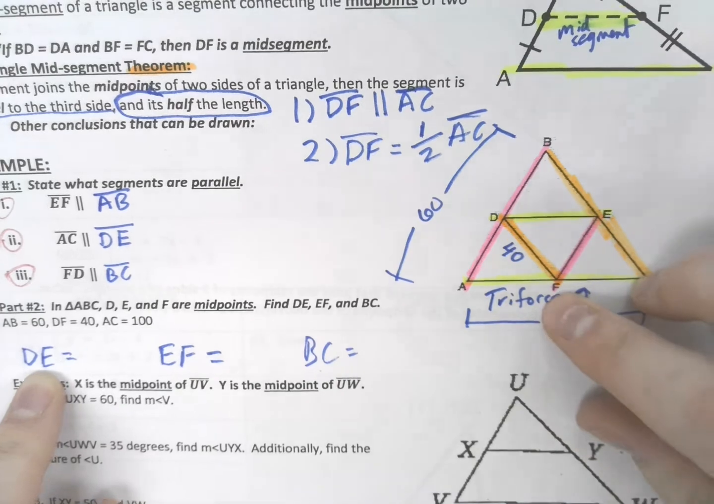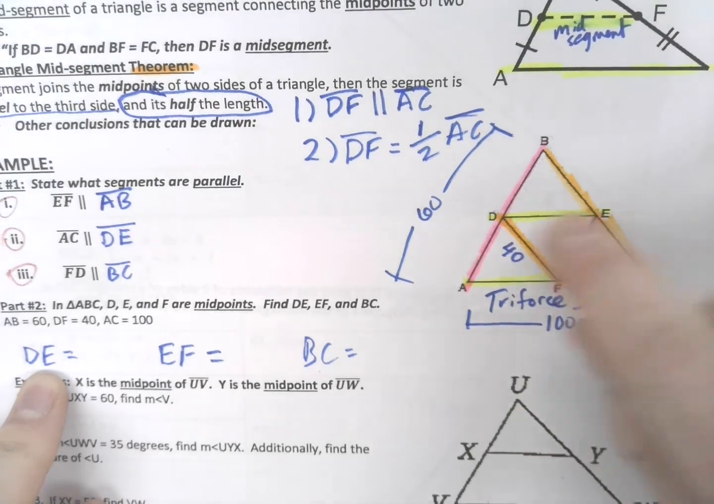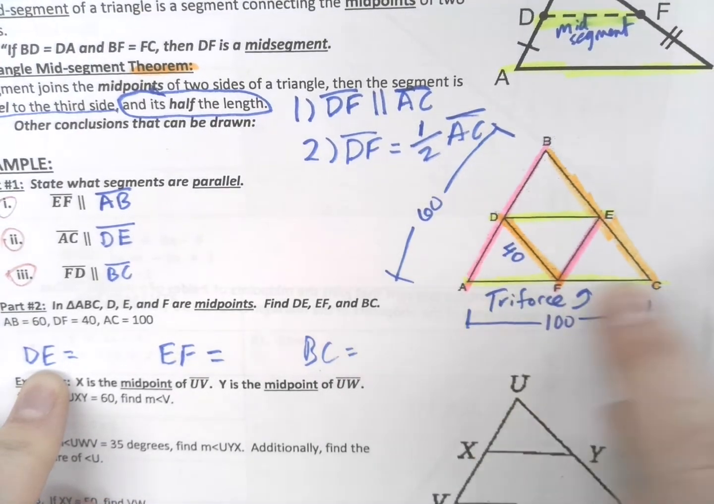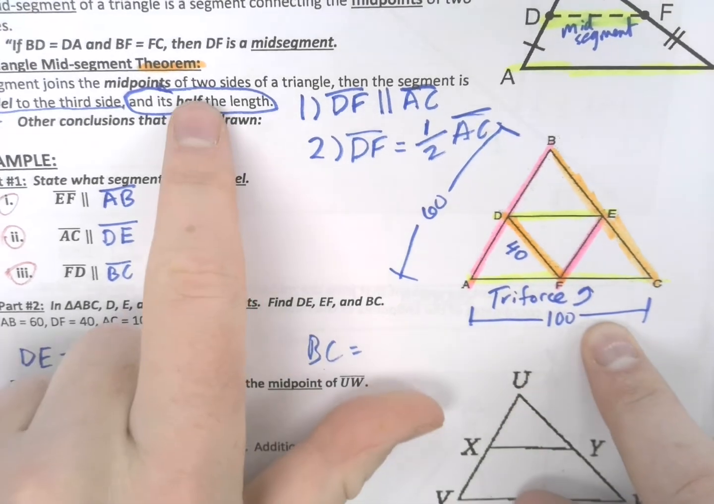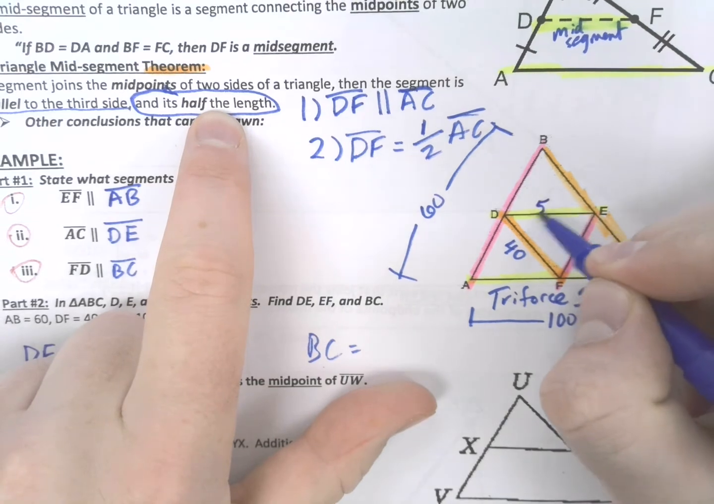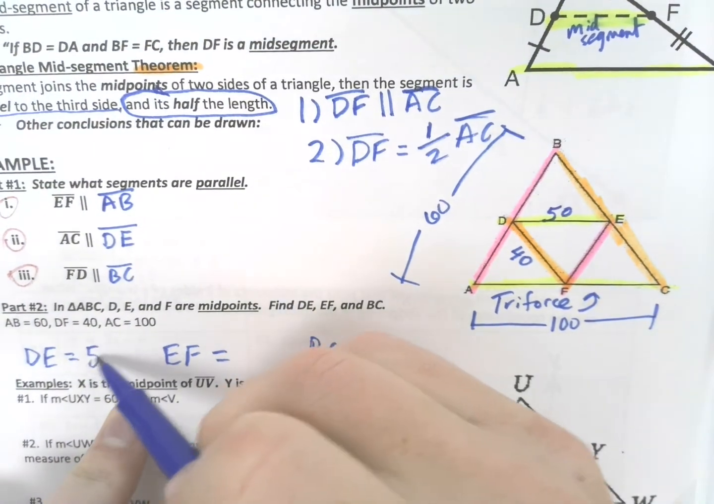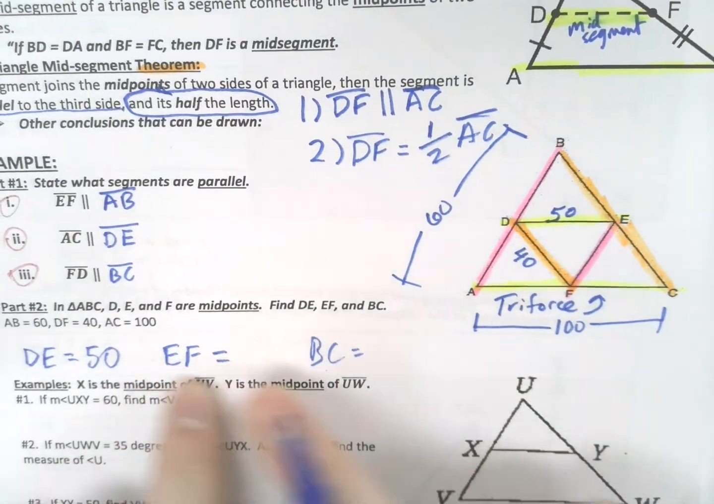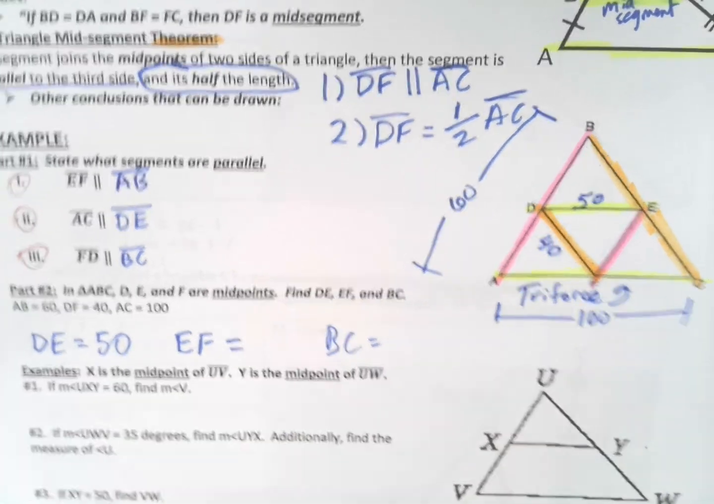So we've got DE, that is this piece right here. Well, it looks like it's parallel to this piece down here. So if this is 100, we know the midsegment's going to be half this length. So that would be 50. And I'm going to let you guys try EF and BC for me. Go ahead and give those your best shot.